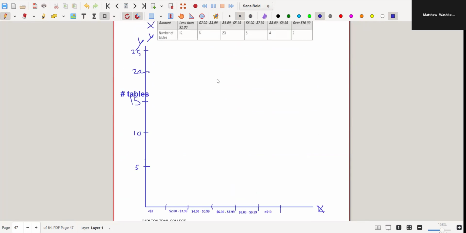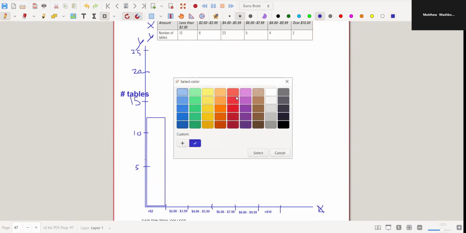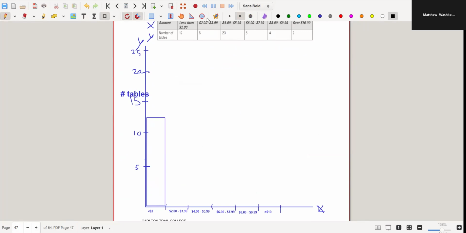Okay, so can I draw a rectangle? Yes, I can. So now I just plot my points, right? At this point, we should be pretty good. So I know that I had 12 people who tipped less than $2. Can I fill this in? Is that a thing I can do? I think so. Oh, yes, I can. Here's about 12. Okay, perfect.